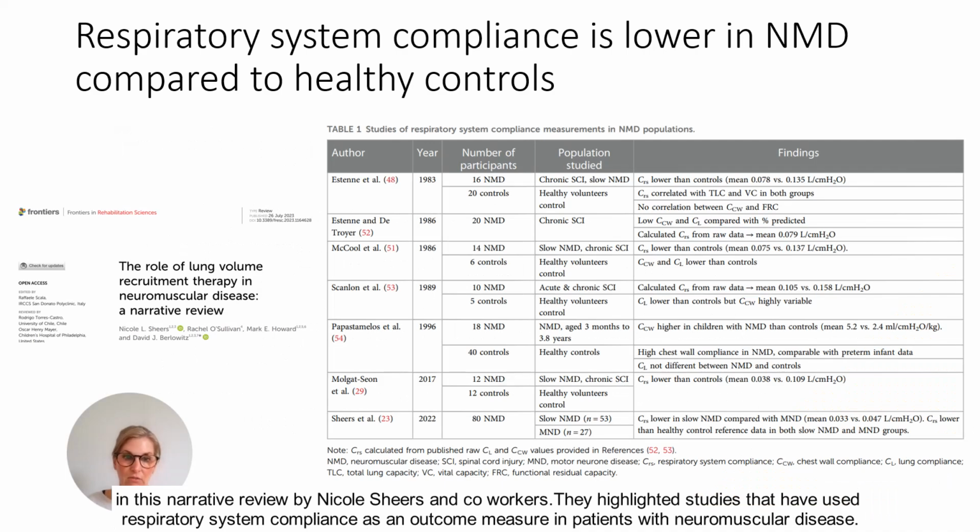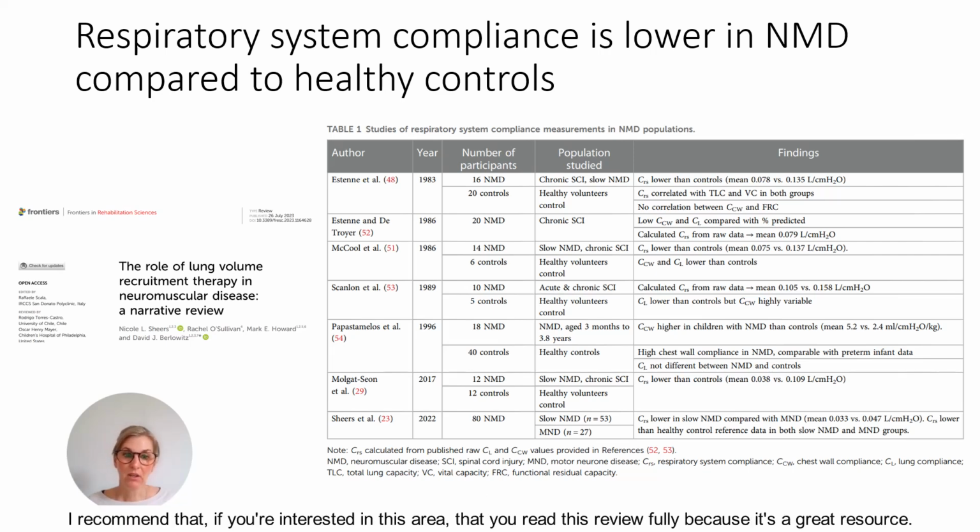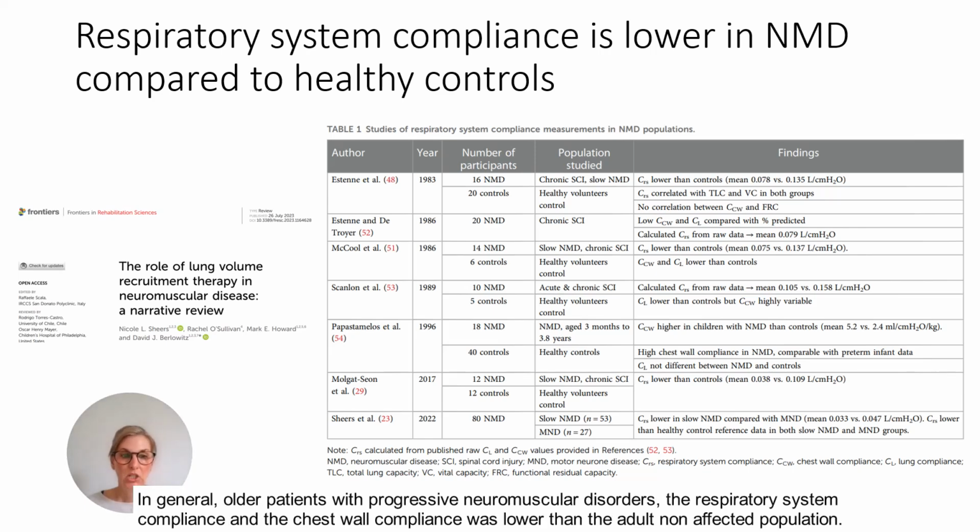In this narrative review by Nicole Shears and co-workers, they highlighted studies that have used respiratory system compliance as an outcome measure in patients with neuromuscular disease. I recommend that if you're interested in this area that you read this review fully because it's a great resource. But in general, in older patients with progressive neuromuscular disorders, the respiratory system compliance and the chest wall compliance was lower than the non-affected adult population.